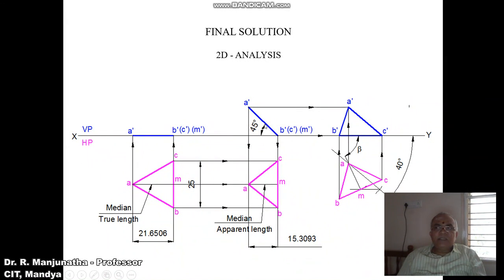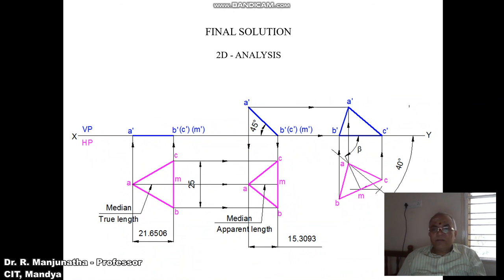As the surface is inclined to HP at 45 degrees, the median also becomes inclined, so you are going to get the apparent length. Here we have the apparent length, and the inclination given is the true inclination. So we need to find the apparent inclination and then proceed.